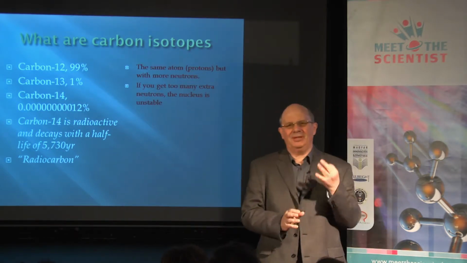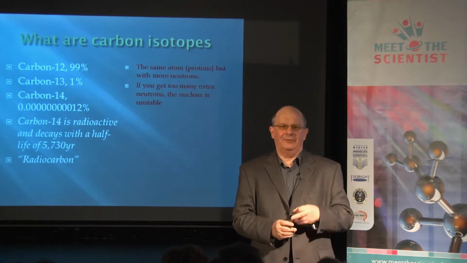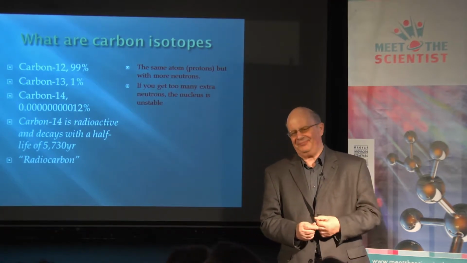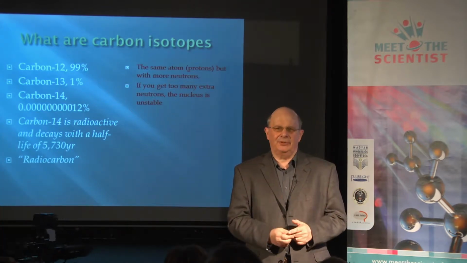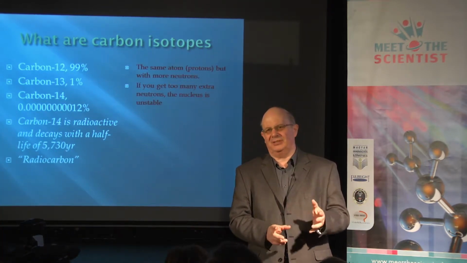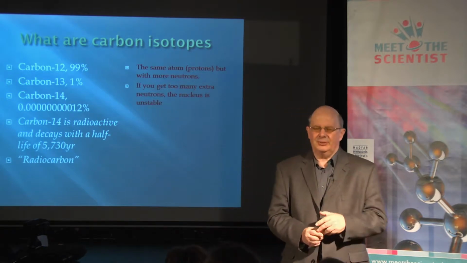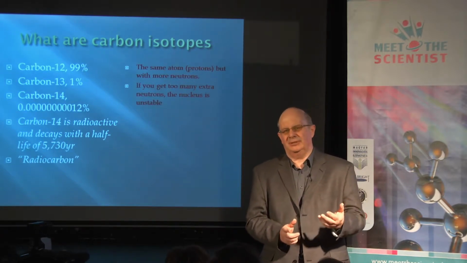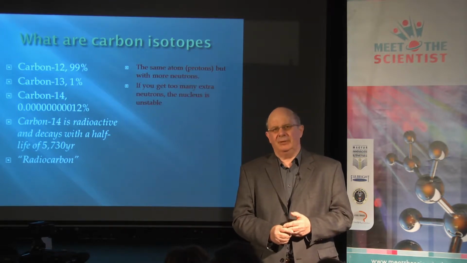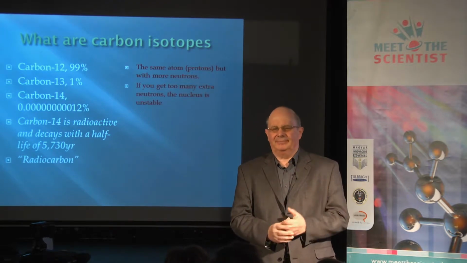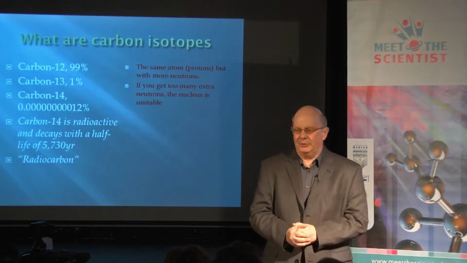And there are three different atoms of carbon. The first one is carbon-12. This is the main one. This is a stable atom of carbon and has 6 protons and 6 neutrons. And we can also have one extra neutron, and we call this carbon-13. This is also stable and is about 1% of the carbon everywhere in the world.